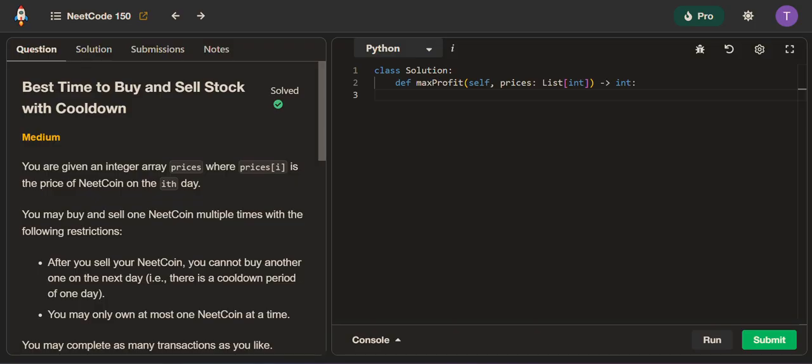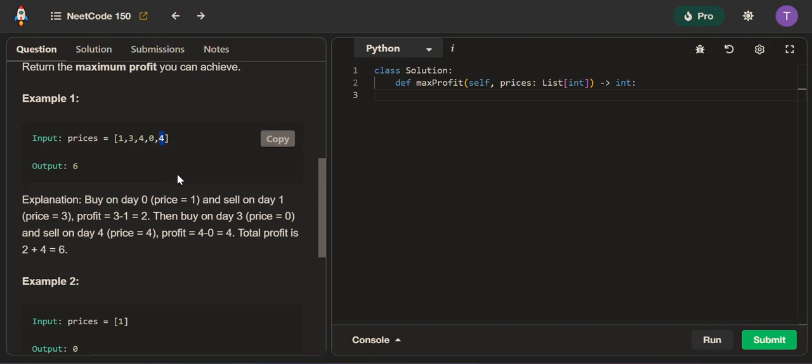Because if, for example, this 3 was replaced by another 1, we would make absolutely no money. Or if it was a 0, that would be worse. We would make basically no money here. So we would potentially prefer to just hold all the time and then simply buy here at 0 and then sell at 4.